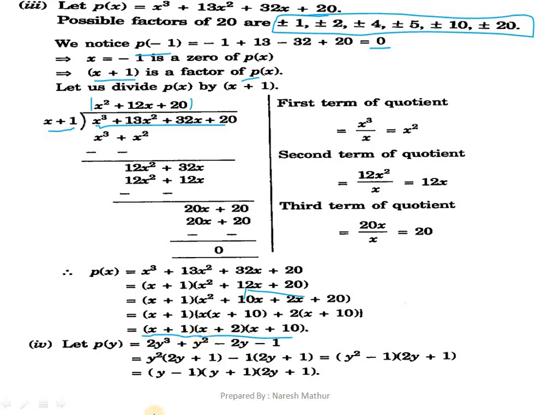The last one you should try with the long division method. I have just solved it by the simple method by taking common. I am taking y square in common from 2y cube plus y square and minus 1 from minus 2y minus 1, so that I am getting y square minus 1 and 2y plus 1. Again I can write y square minus 1 in the form of y plus 1 and y minus 1, as we have the identity. So we have the factors of the given polynomial as y minus 1, y plus 1 and 2y plus 1. So children, just try this question.